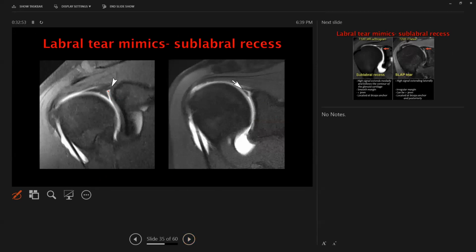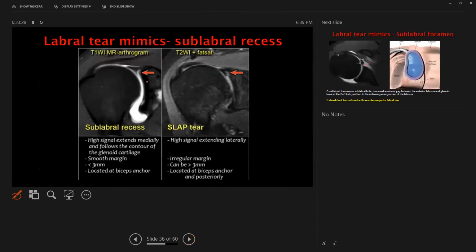Again, the sublabral recess is the third example, where there is a recess between the hyaline cartilage and the labrum, where the contrast or fluid can go and look bright. However, if you see the direction of propagation of this sublabral recess, it is going more medially. And this slap tear, which is pathological, is extending laterally. So there are 3 differences to differentiate the sublabral recess from the slap tear. One, the sublabral recess is going medially, and the slap tear is going laterally. The slap tear will have bit ragged margins compared to the sublabral recess, which has very smooth margins. And usually the recess is less than 3 millimeters in size, and a slap lesion can be larger than that.